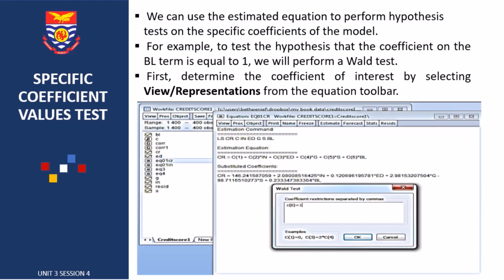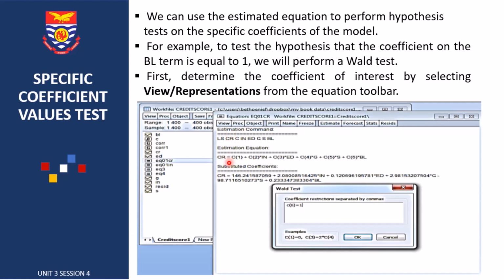So, for instance, we have to determine the coefficient of interest by selecting the view. That is, after we have launched our EViews application and we have our dataset loaded and our model estimated, we have to use the view function or the view toolbar. We also have to note that the coefficients are assigned in the order that the variables appear in the specification. So they have been assigned based on specification.